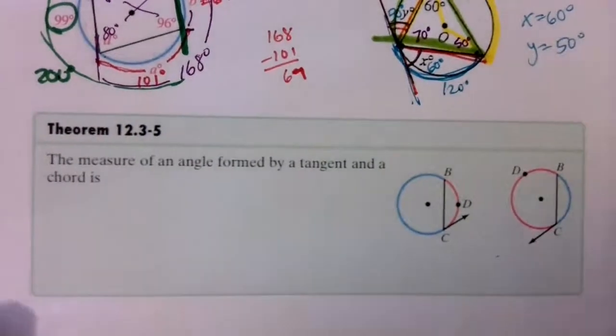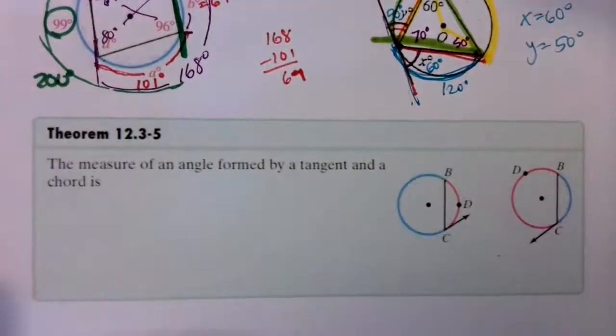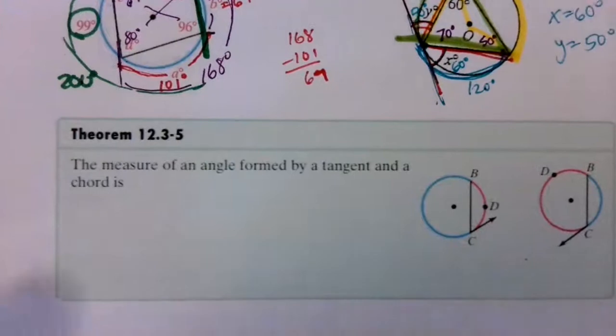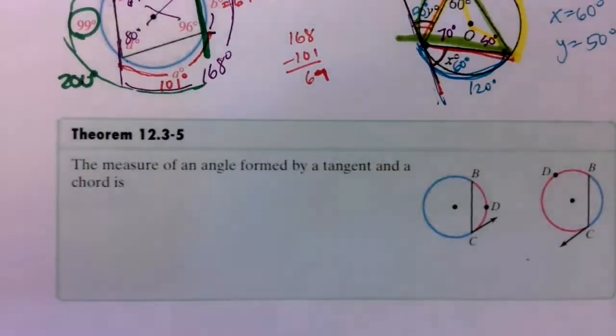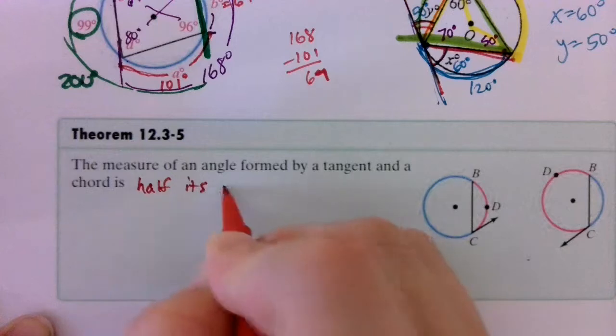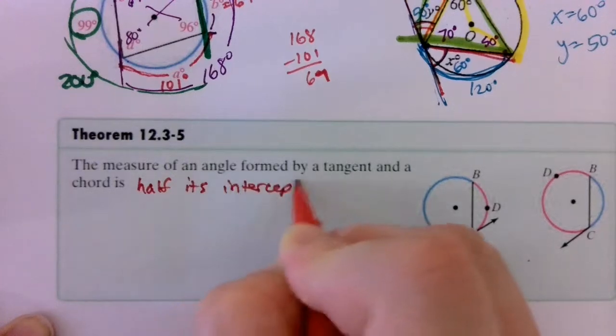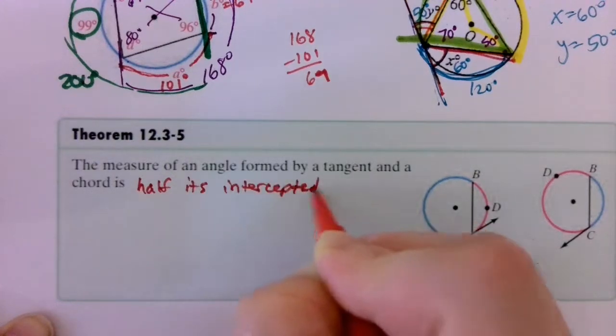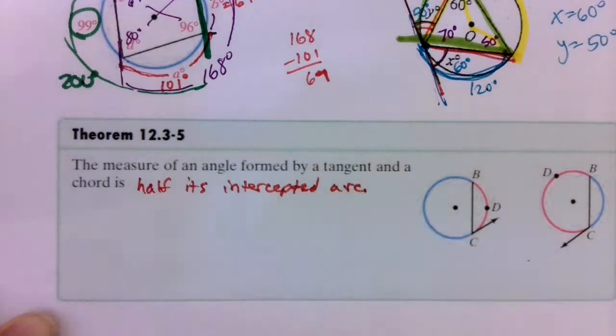So, last thing I'm going to make you write down, I promise we will wrap it up at 40 minutes. Thanks for sticking with me. The measure of an angle formed by a tangent and a chord is half its intercepted arc. And I know I sound like a robot.